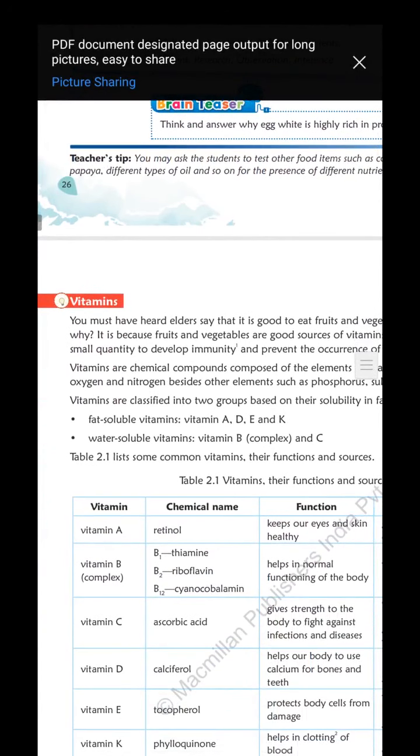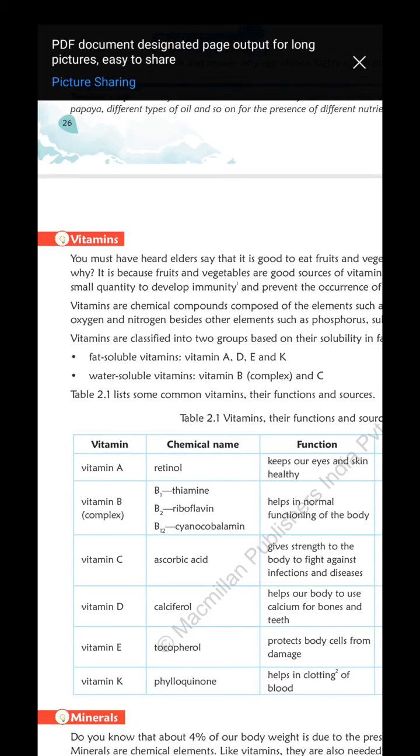And next one is vitamins. Where are we getting vitamins from, Nana? Vitamin A, vitamin B, vitamin C, D, E, K also. Vitamin C and vitamin B are water soluble. These are water soluble vitamins. And vitamin A, D, E, K are fat soluble.